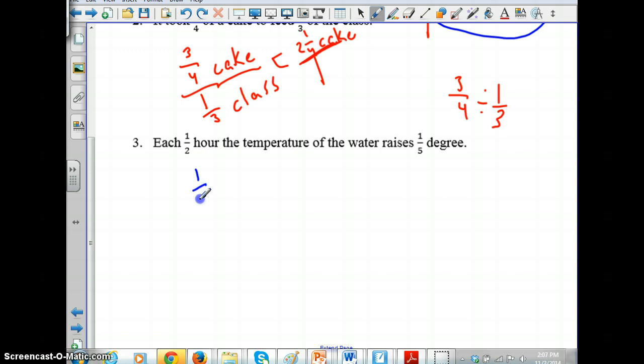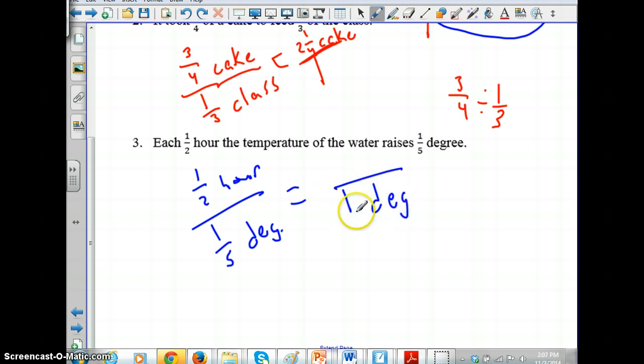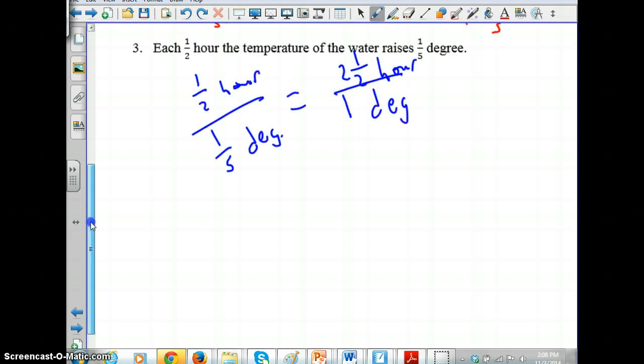So half hour, let's find our unit rate. It's a half hour. We want to know, all right. So there's our rate. We want to know our unit rate, how long does it take to go 1 degree? That's the unit rate. And to get that, just like before, we divide. And we get 2 1/2. So every 2.5 hours, it goes up 1 degree. And the video may end abruptly here, we'll see, but let me just try it the other way.